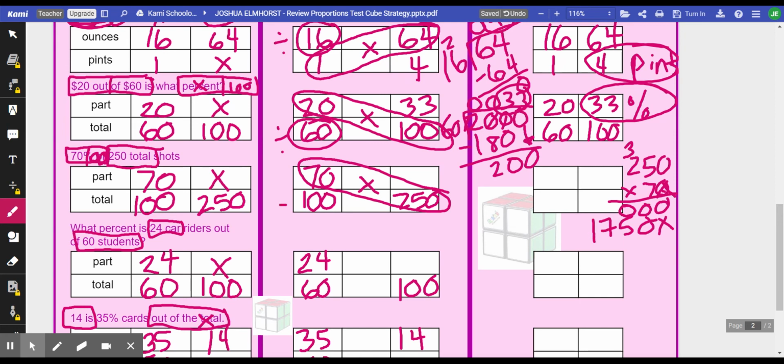Okay, and then it says divide by 100. So 70 times this, we get our cross product, and that's 17,500. Dividing by 100 will just cancel the 2 zeros, so the missing value is 175. And that would be out of 250 shots, then they would have a total of 175 shots. That's 70 over 100 and then 250. That's our missing answer.